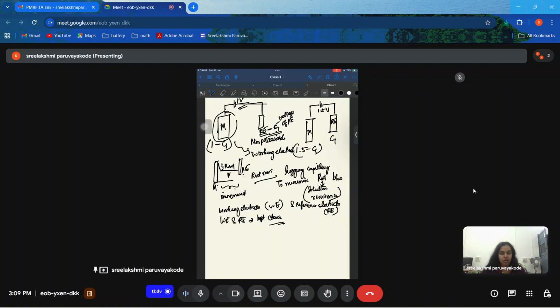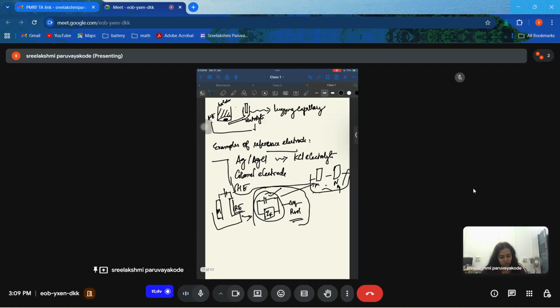And when we are applying the potential, there can be some drop in potential in the electrolyte. To minimize that, we have to have the reference electrode close to the working electrode. Sometimes the reference electrode cannot be kept very close to the working electrode. In that case, we make use of a Luggin capillary. This is done to minimize the solution resistance between the reference electrode and the working electrode. Then we saw different reference electrodes like Ag/AgCl, calomel electrode, and the standard hydrogen electrode.